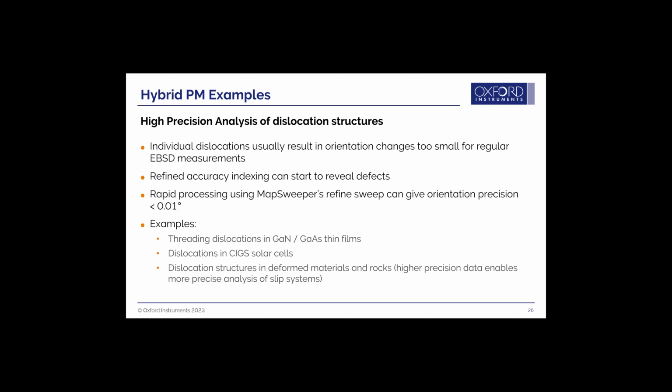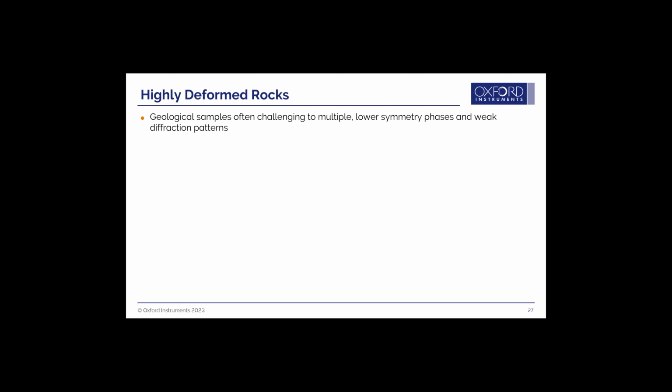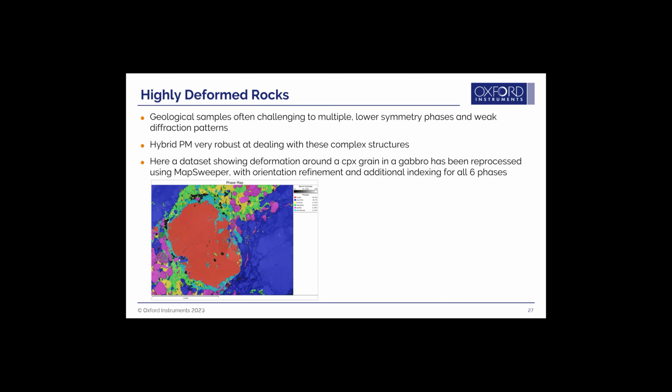Some of the examples that we've done include gallium nitride thin films and CIGS solar cells, and I'm going to come back to that one later. But also dislocation structures and deformed rocks and minerals. One of the first ones I bring up here is this example of geological samples being lower symmetry, being a little tougher to index right from the very beginning, and using hybrid pattern matching to clean up the data set.